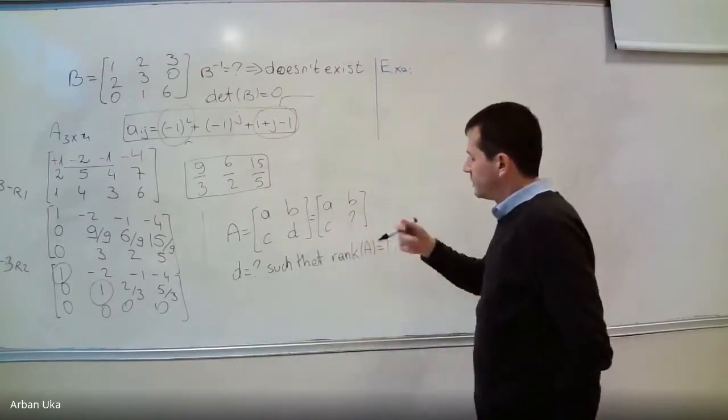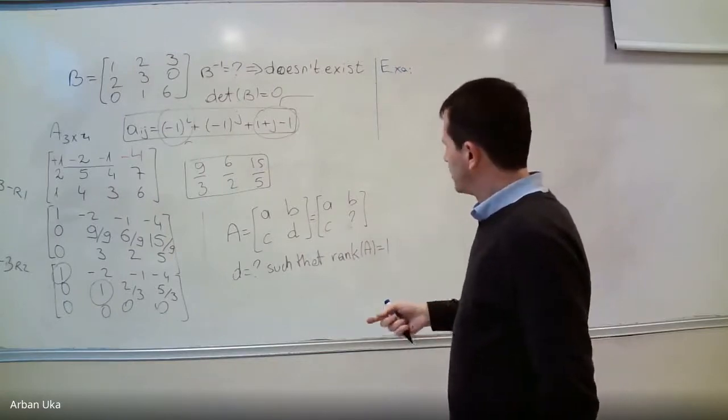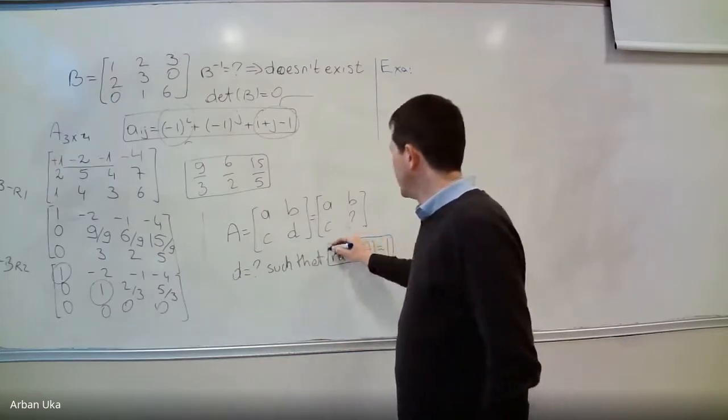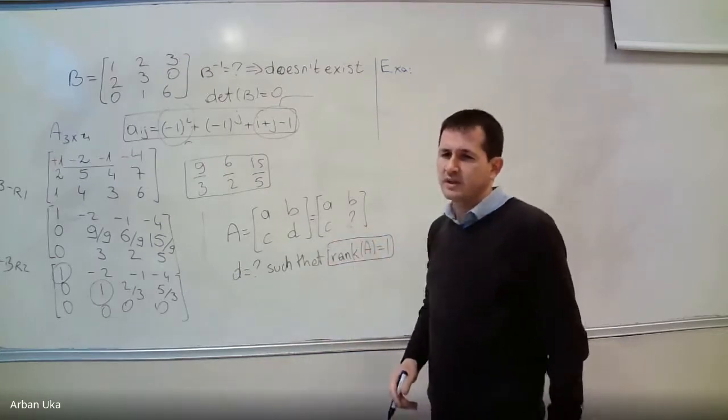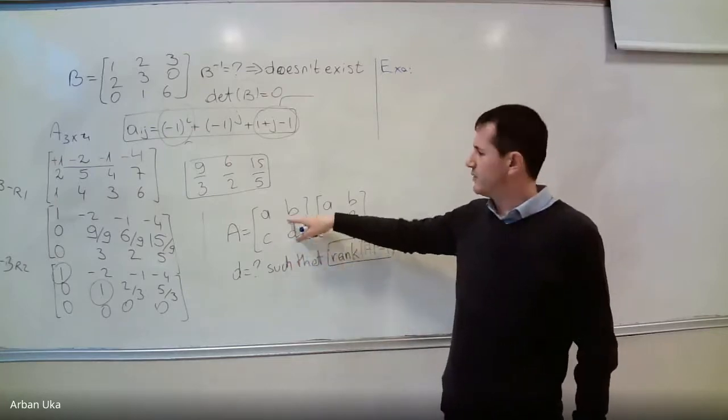What would you do here? How could you relate in order to make the rank of A 1? So first of all, if the rank of A is expected to be 1, what does this mean? This means that the second row would be a linear dependence of the first row.